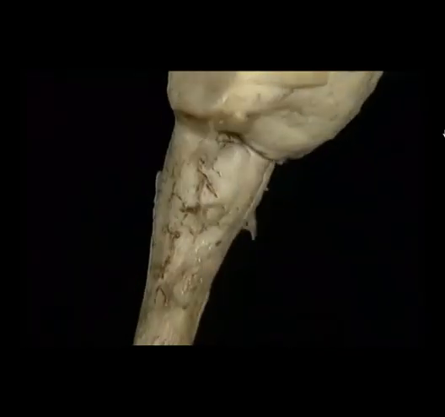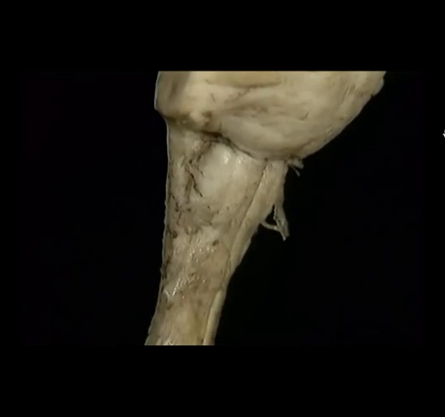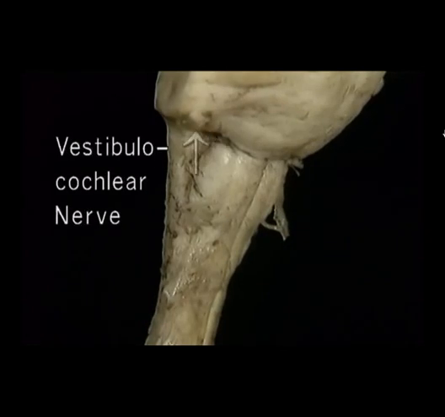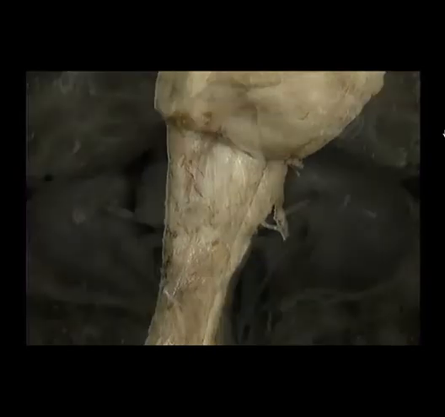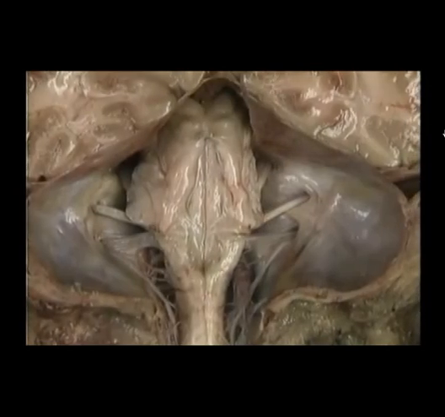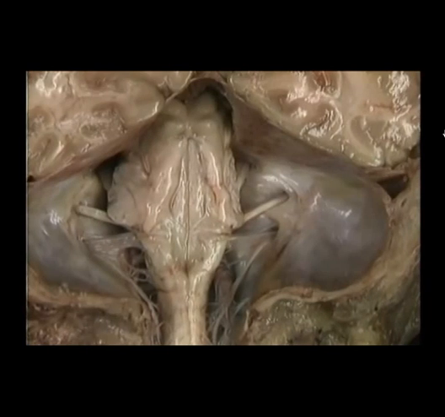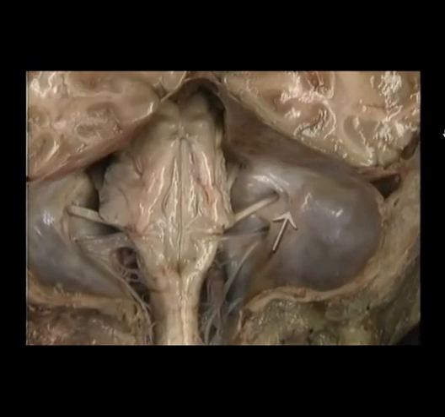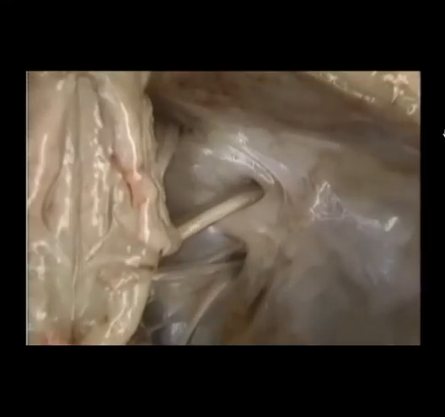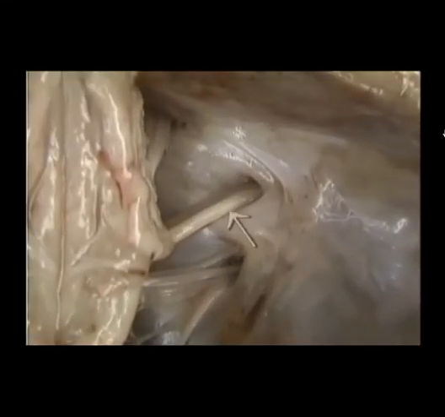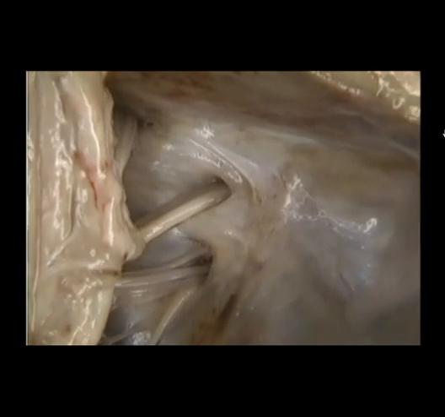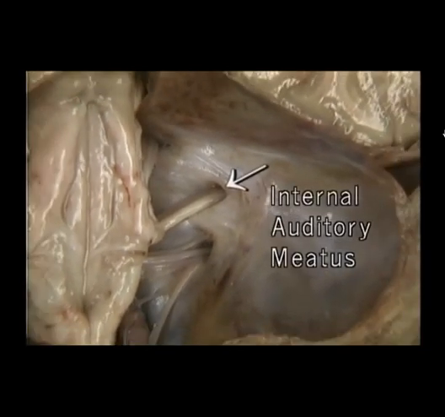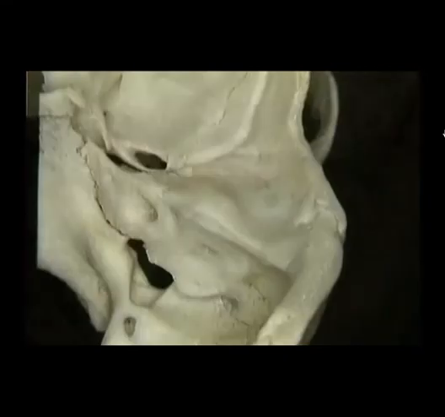The seventh and eighth nerve leave the brainstem just below the pons. Here is the facial and here is the vestibulocochlear. To follow them, we'll look at the dissection of the posterior cranial fossa in which the cerebellum has been removed. Here is the back of the petrous temporal bone. Here are the seventh and the eighth nerve. This is the vestibulocochlear nerve. This is the facial nerve. Together, they pass through this opening, the internal auditory meatus.